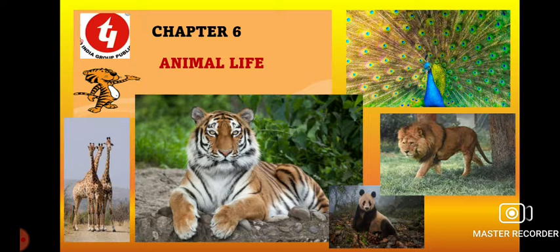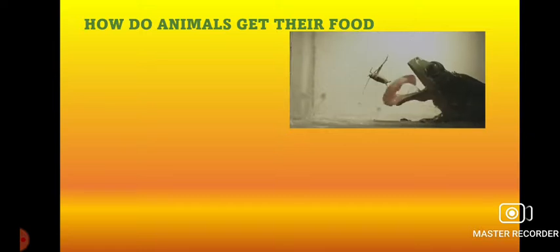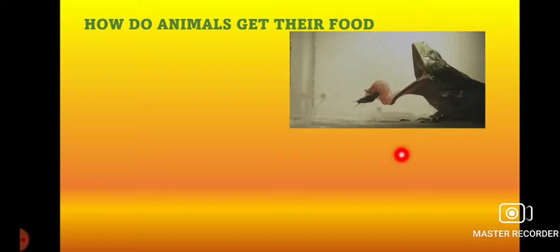So today we will learn how the animals get their food. Yesterday we had discussed the feeding pattern of animals, like herbivorous, carnivorous, omnivorous, the types of animals, and today we will learn about the pattern by which they consume the food. So let's proceed. You can see here, this is a technique by which the frogs take the food. You can see they have a sticky tongue.